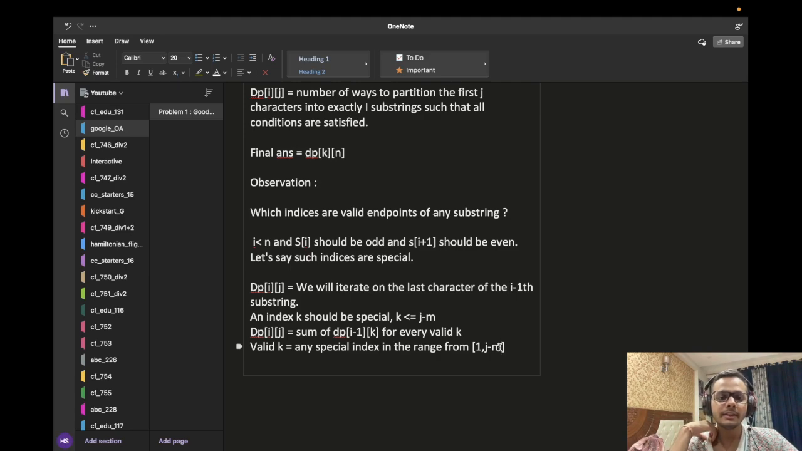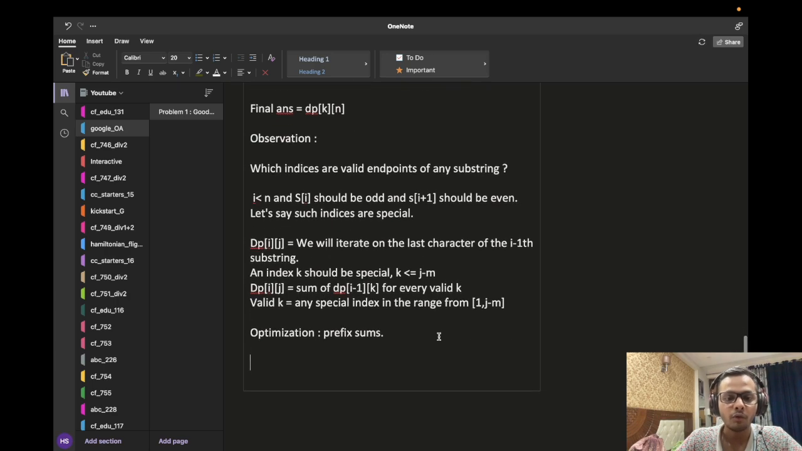Now the problem here is that if we just try to do this naively, then this would lead to an O(n^3) complexity, because we already have n^2 states, and if we naively iterate for all the indices k in 1 to j minus m, then the solution will become O(n^3). Now we somehow need to optimize this solution, and the way we can optimize is using prefix sums.